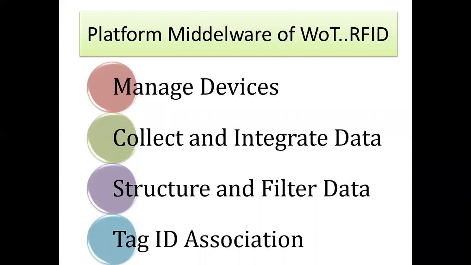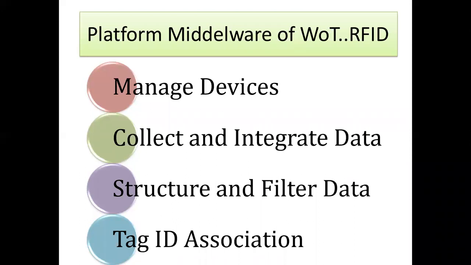Then the fourth one is tag ID association. In case of RFID, the middleware can allocate and manage the tag ID numbers. We know that every RFID tag is unique. Where thousands and more RFID tags are in use, we have to manage the association of these tags. The middleware can be used to allocate the tag IDs only to the relevant RFID readers.